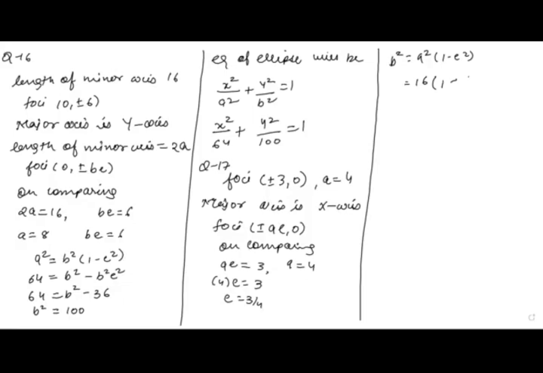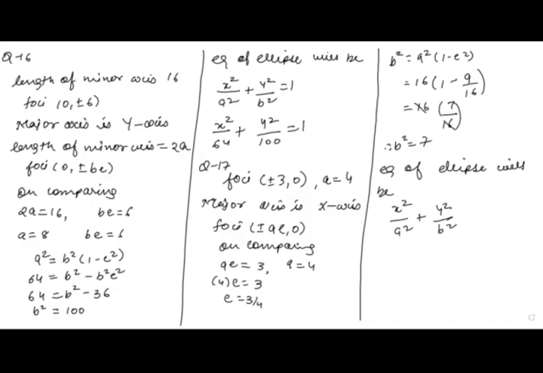16 times 1 minus 9 by 16, which will give me 7 by 16. 16 will get cancelled out, and the value of b square is 7. So equation of ellipse in this case will be x square by a square plus y square by b square is equal to 1, giving the value of a square as 16 and y square as 7. This is the equation of ellipse.